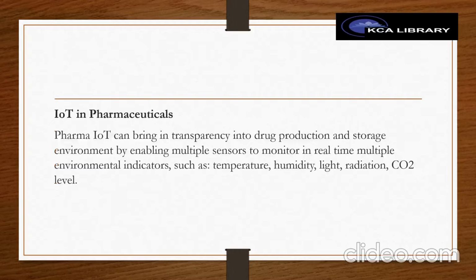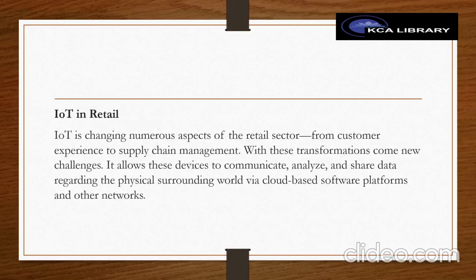We also have Internet of Things in pharmaceuticals, where Internet of Things is helping in enabling multiple sensors to monitor in real-time multiple environment indicators, for example, temperature, humidity, light, radiation, and others. We also have Internet of Things in retail, where the Internet of Things technology is allowing the devices to communicate, analyze, and share data regarding the physical surrounding world via cloud-based software platforms and other networks.